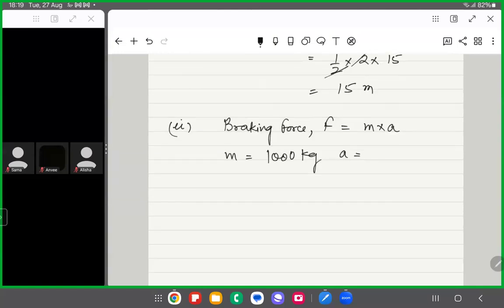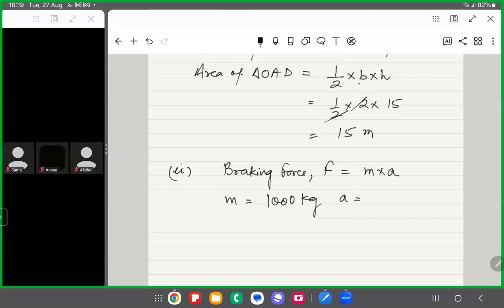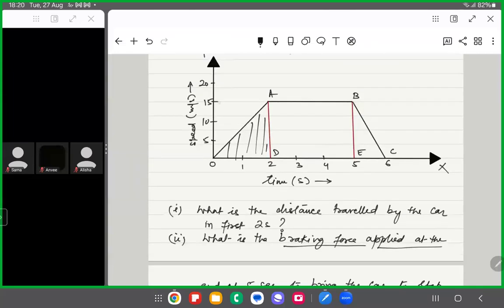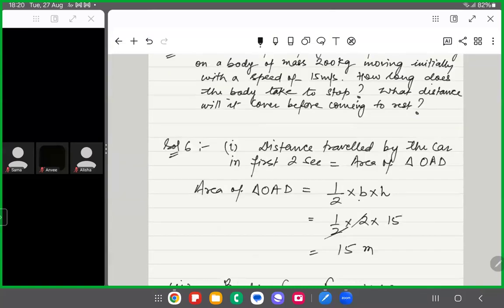Now, M is 1000 kg, and what is the acceleration? What is the initial velocity at this point? You have already got it, right? And from the graph, at B point, what is the velocity? It is 15. So it starts decreasing from 15, right? That means U is 15 meter per second. And what is the final velocity? V equal to 0 because it will stop. Are you getting that?